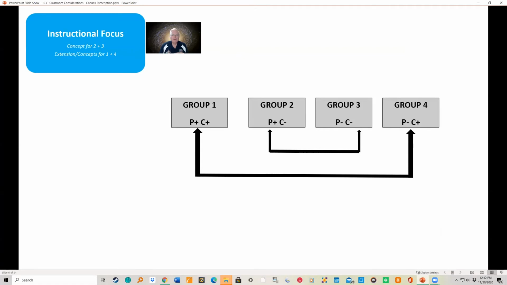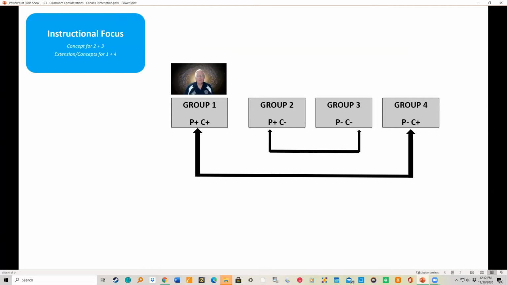Then we're going to think about our instructional focus. And when we think about what we've done, here is where we want everyone to be. We want everyone to be in group one. Group one is our group that has both the process, they're getting correct answers. They also understand the concept, and so they're in really good shape. This is the group we'd like everyone to be in.